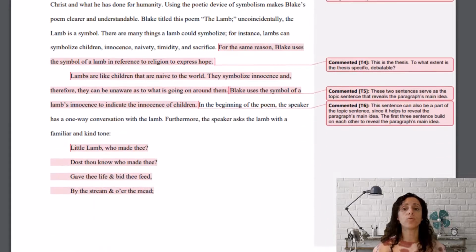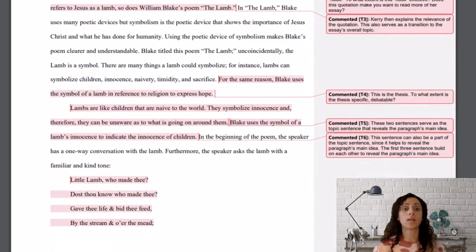So we can move down to the next body paragraph. And Carrie writes, "Lambs are like children that are naive to the world. They symbolize innocence, and therefore they can be unaware as to what is going on around them." Blake uses the symbol of a lamb's innocence to indicate the innocence of children. In the beginning of the poem, the speaker has a one-way conversation with the lamb.